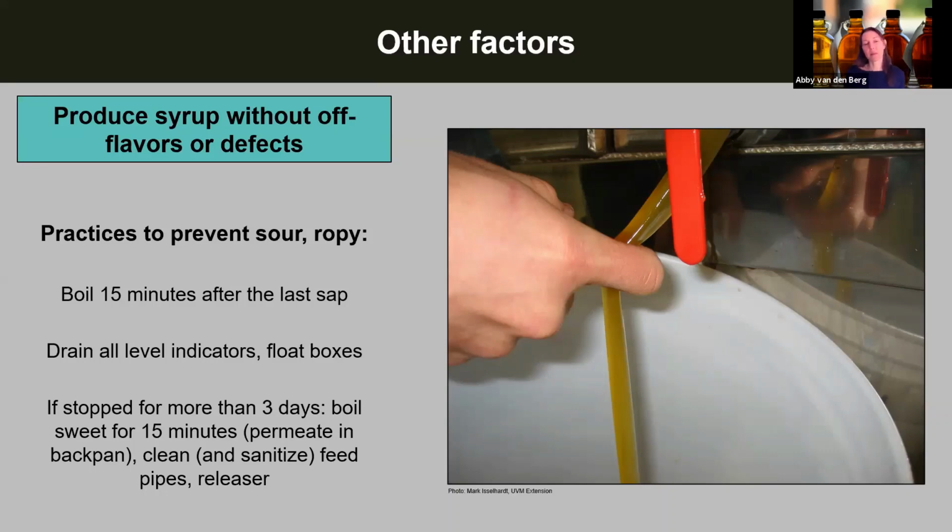And of course, if you're stopped more than 3 days, boil the sweet for 15 minutes and clean and sanitize all the feed pipes, all the releasers, and really when the temperature is warmer, like really warm, I probably would say more frequently than 3 days. And again, this is just the beginning. I think we'll have a whole presentation on just sour and ropey upcoming, so stay tuned. But for now, these are the very, very, very basics.